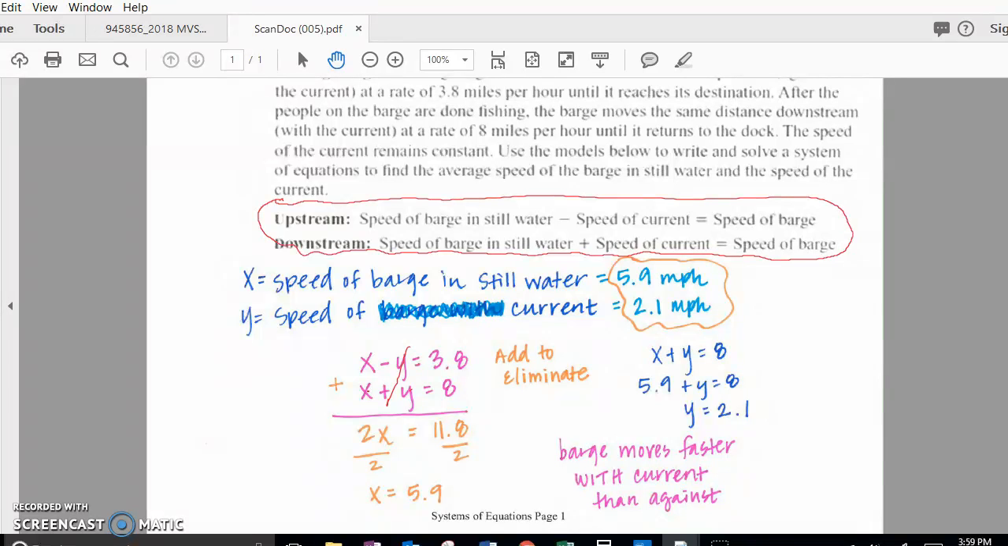Now again, the barge of course moves faster when it's traveling with the current than against, so that makes sense that the speed of the barge is 5.9 and the speed of the current is 2.1. Always go back in and check your two values in both equations to see if they work out okay.